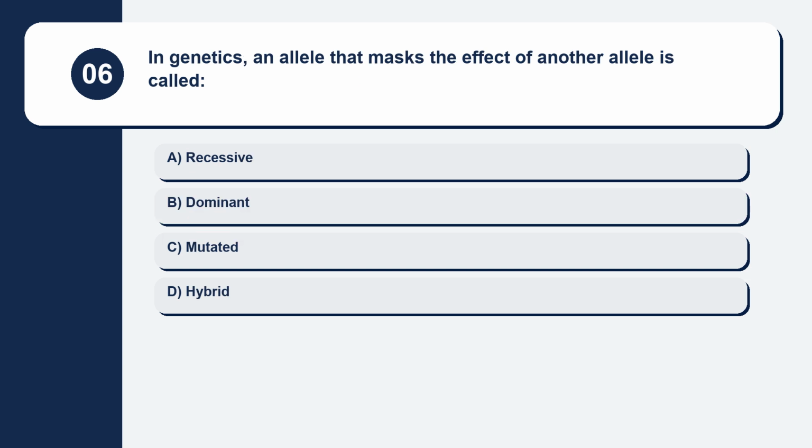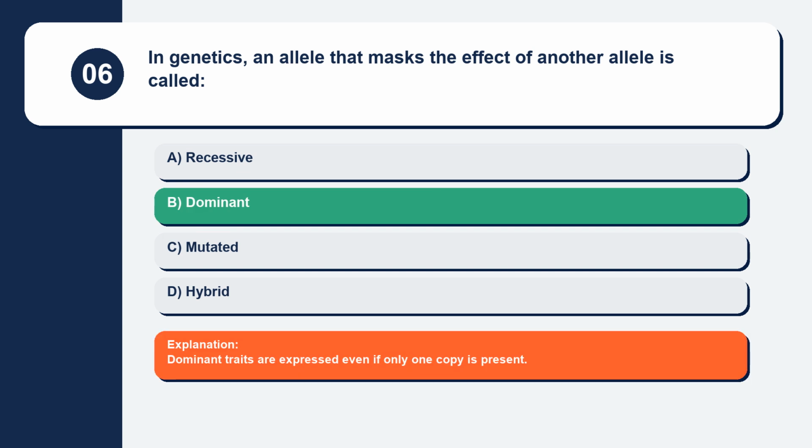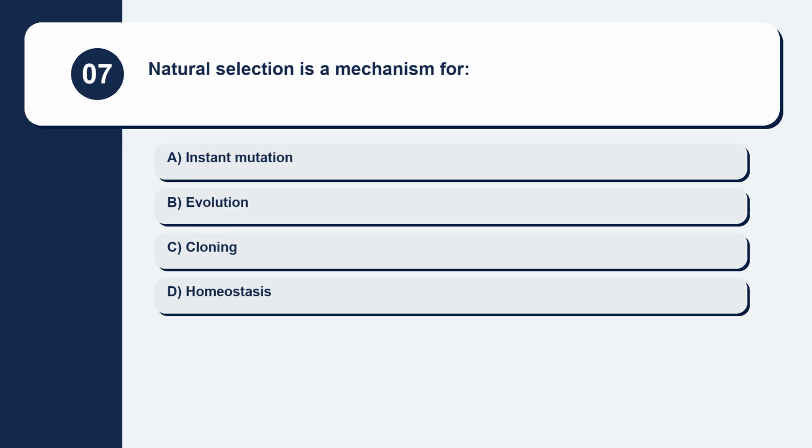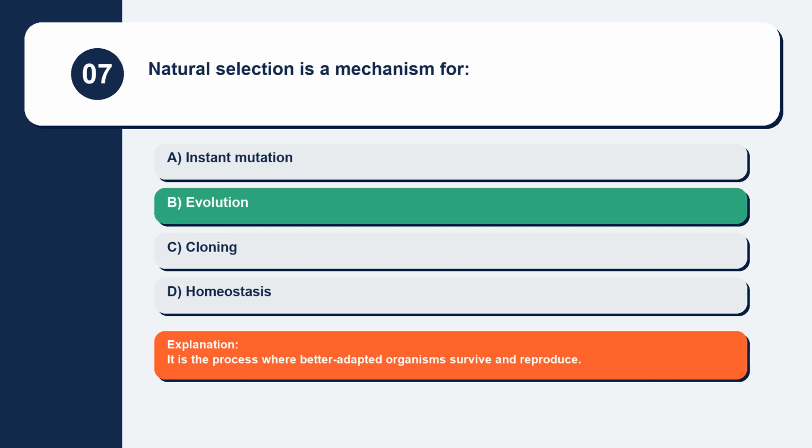Question 6. In genetics, an allele that masks the effect of another allele is called recessive, dominant, mutated, hybrid. Dominant traits are expressed even if only one copy is present. Question 7. Natural selection is a mechanism for instant mutation, evolution, cloning, homeostasis. It is the process where better adapted organisms survive and reproduce.